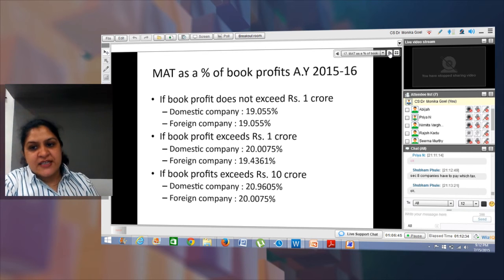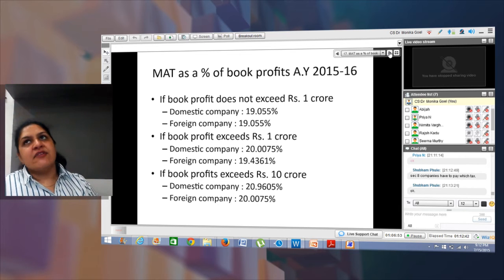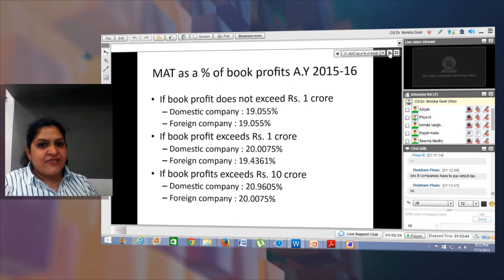But if the book profit is more than rupees 1 crore, then the company has to pay 5% surcharge in case of a domestic company, and 2% surcharge in case of a foreign company. So we add the surcharge on the tax and then we add education cess, so that makes the effective rate 20.0075% in case of a domestic company and 19.4361% in case of a foreign company.